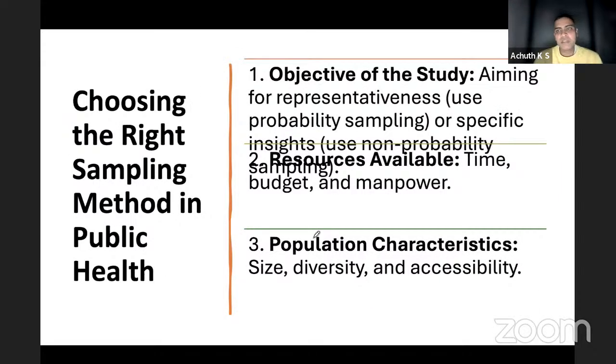Choosing the right sample is the most important thing. The most important objective should be the study, because a sample which is representative in nature gives you very good insights. And since the manpower, time, and budget are limited, it is always useful to get a good sample.